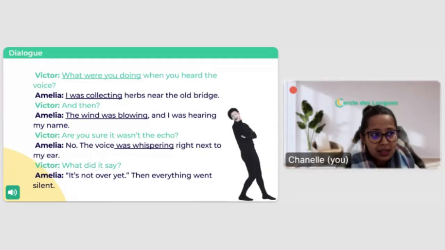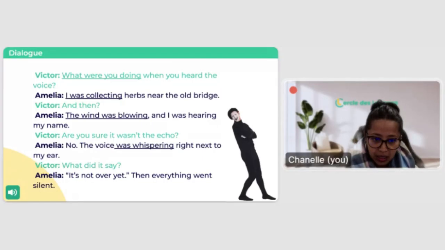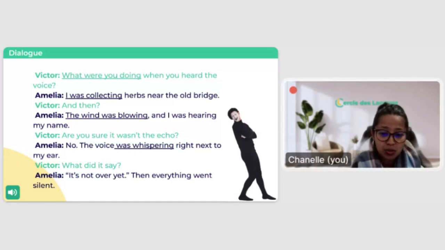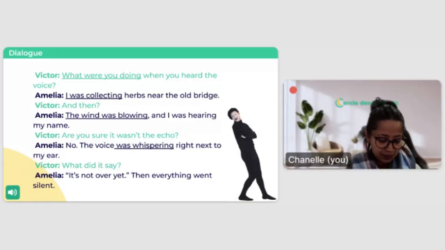So let's look at the dialogue example. What were you doing when you heard the voice? I was collecting herbs near the old bridge. And then the wind was blowing and I was hearing my name. Are you sure it wasn't an echo? No, the voice was whispering right next to my ear. What did it say? It's not over yet. Then everything went silent.